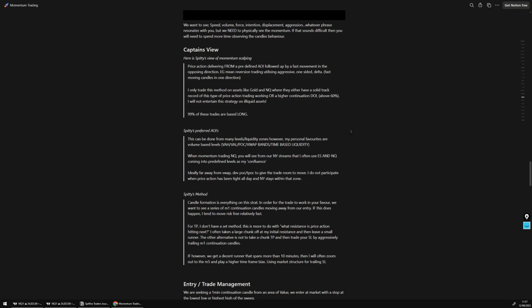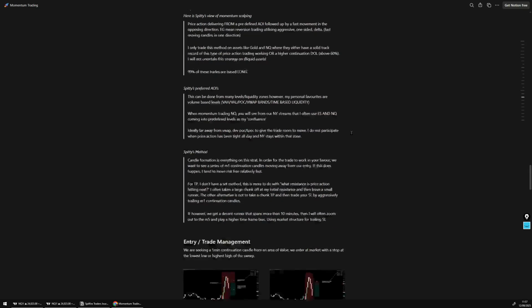I typically just look for ES to show me a direction. Most of the time, I always judge ES as the alpha and say like, well, if ES is showing weakness, typically I would expect NQ to do the same. But anyway, we're going to go back over some of this stuff.